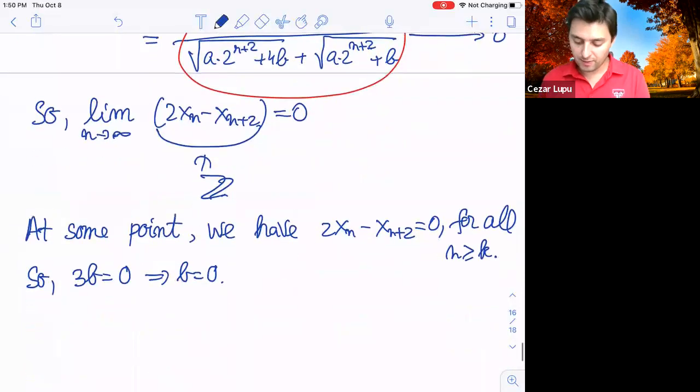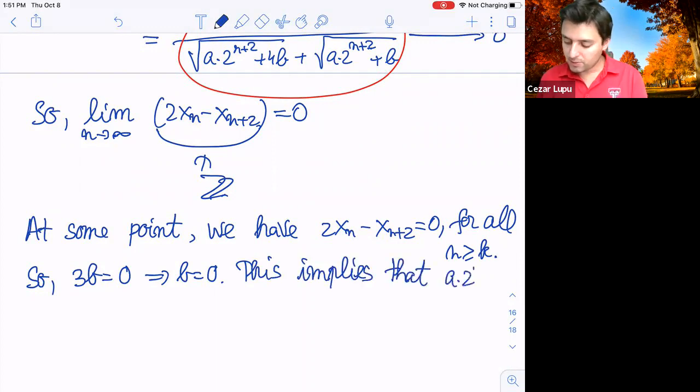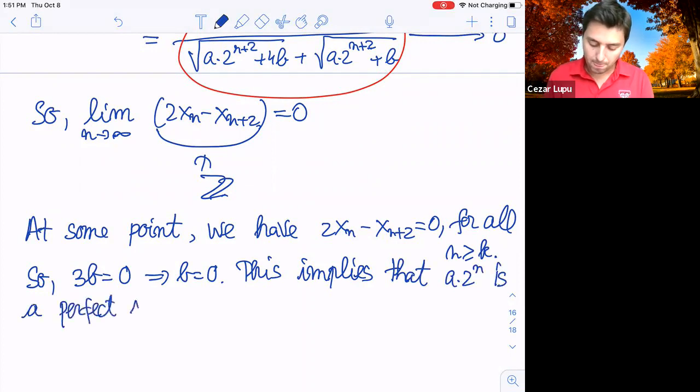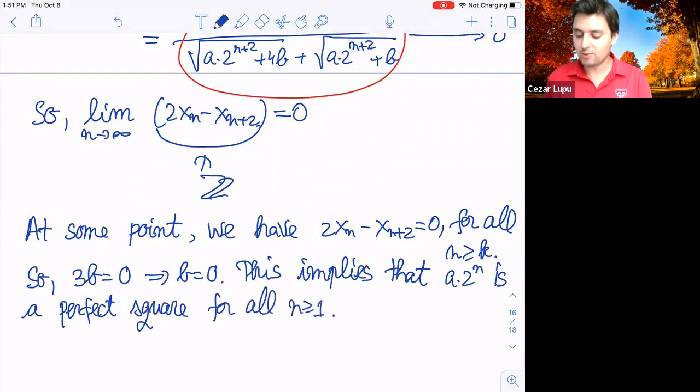Well, this implies that A times 2 to the n is a perfect square for all n greater or equal than 1. So this means what? A, 2A, 4A, 8A, and so on are perfect squares. This happens only for A equal to 0. So it follows that B is 0.